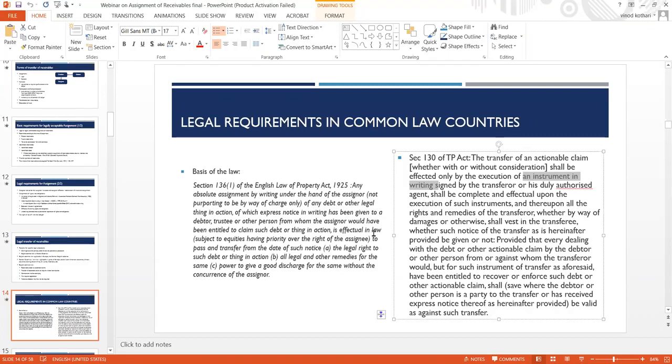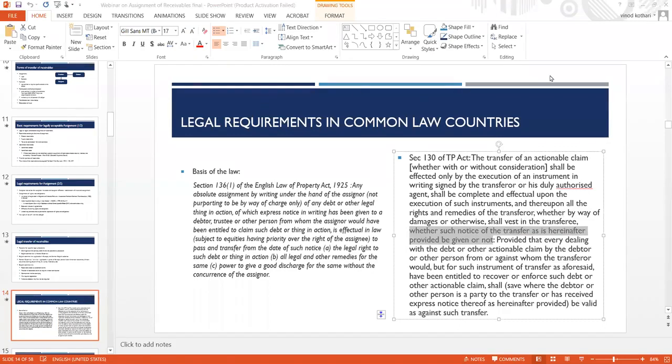But when it comes to actionable claims, section 130 says it shall be effected only by the execution of an instrument in writing. That's part one. Part two, it goes on to say it shall be complete and effectual upon the execution of the instrument, and thereupon all the rights and remedies of the transferor, whether by way of damages, etc., shall vest in the transferee, whether notice of the transfer as is hereinafter provided has been given or not, provided that every dealing with the debt or actionable claim by the debtor or other person will be valid. So the law is providing for a notice of transfer as well.